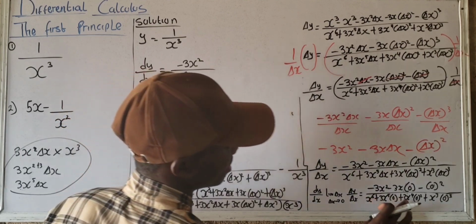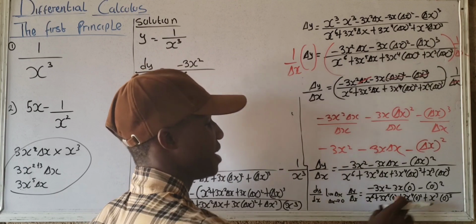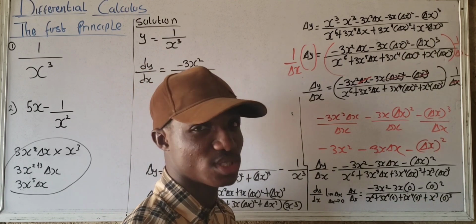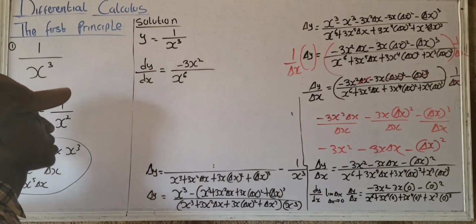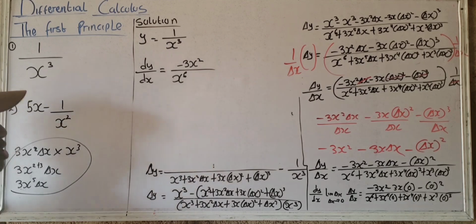0. 3x raised to the power of 4 multiplied by 0 squared, that will be 0. x raised to the power of 3 multiplied by 0, that is 0. Okay, so we are left with negative 3x raised to the power of 2 all over x raised to the power of 6. Okay, now let us proceed.